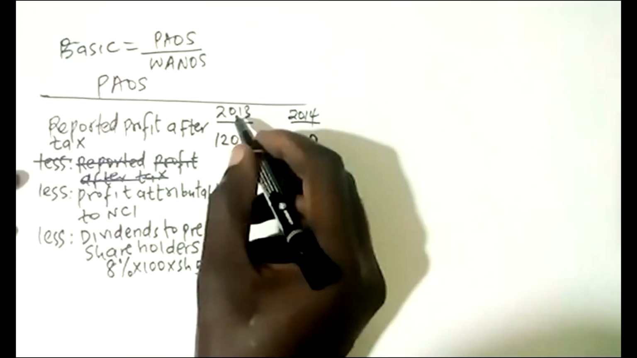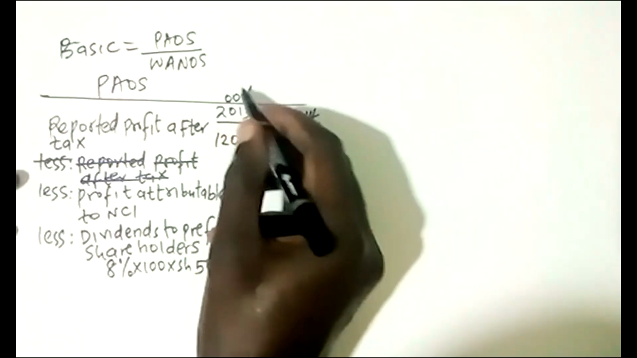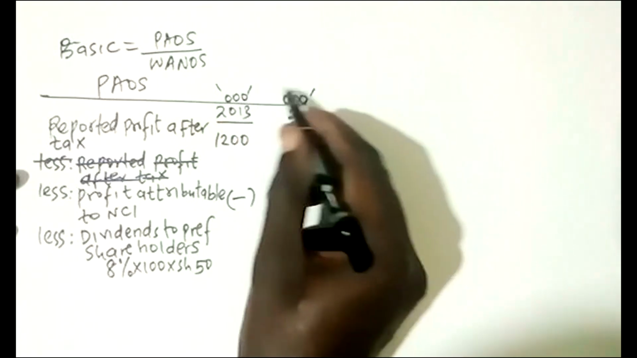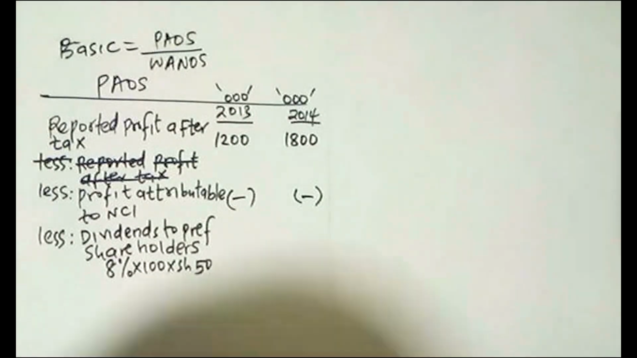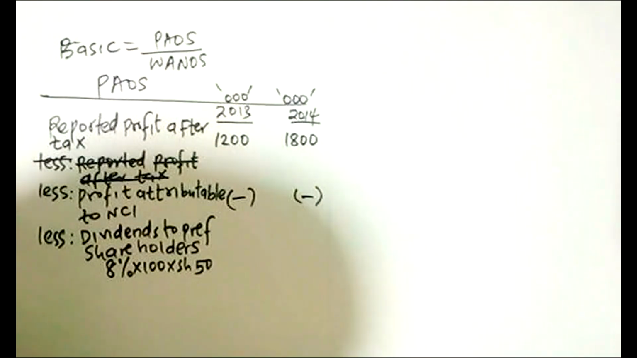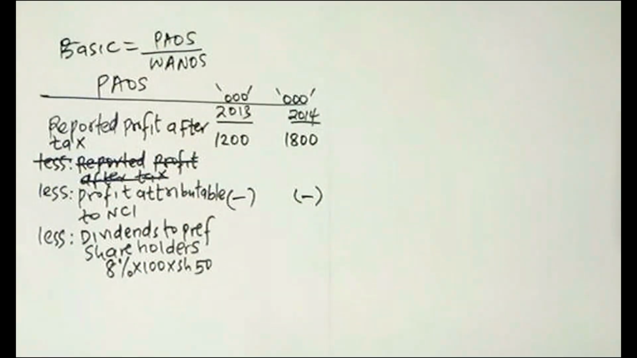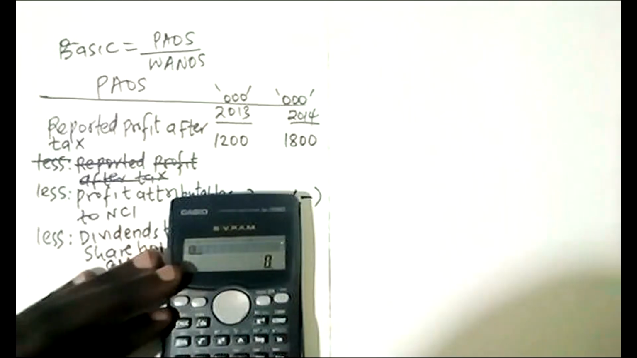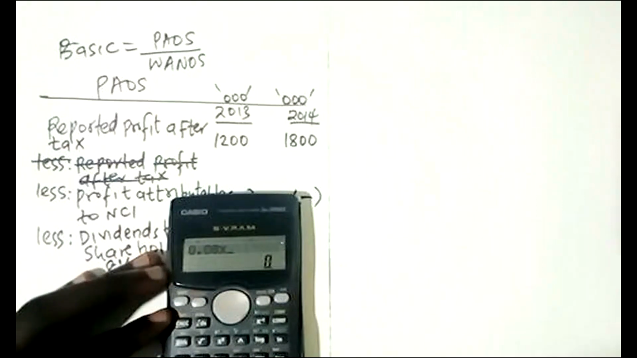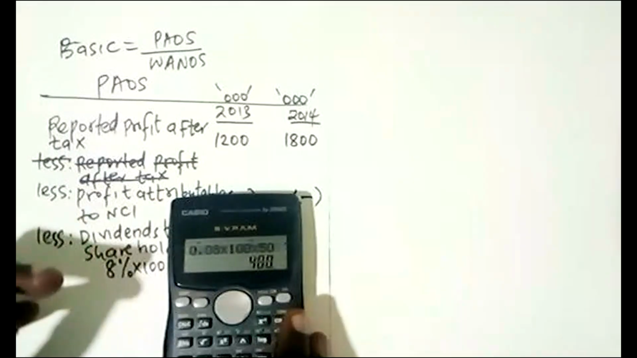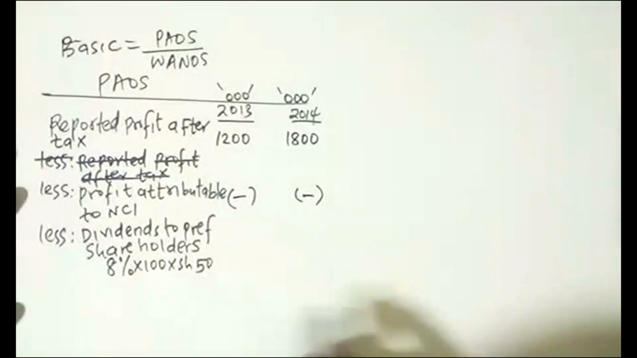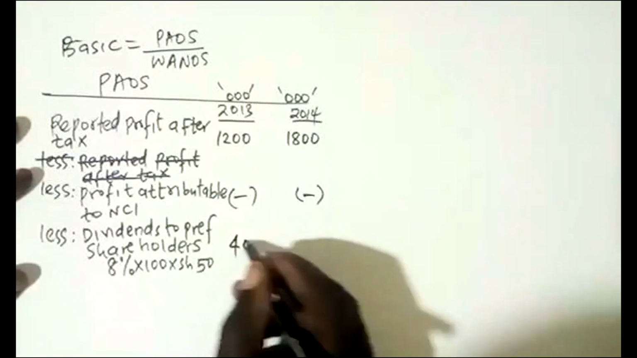And remember that my equation is in terms of thousands. That is why you can see I'm reducing those figures. So if you take 8% times 100 times 50, that is 0.08 times 100 times 50. So that is 400. So here we have 400.